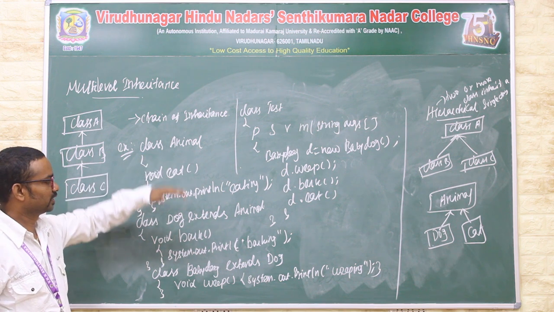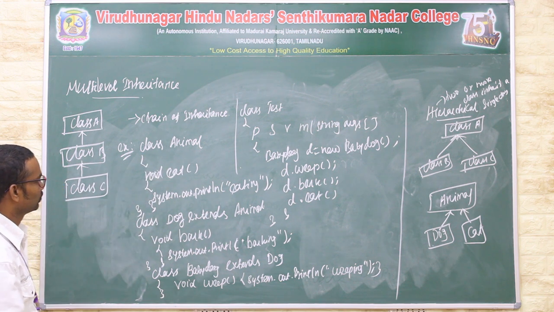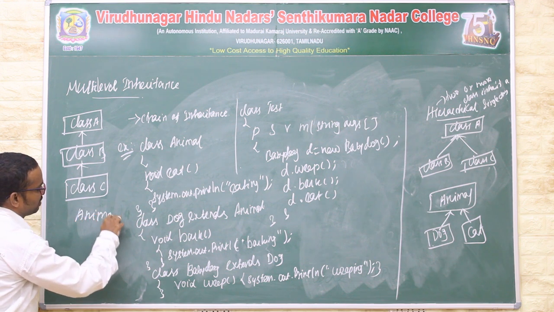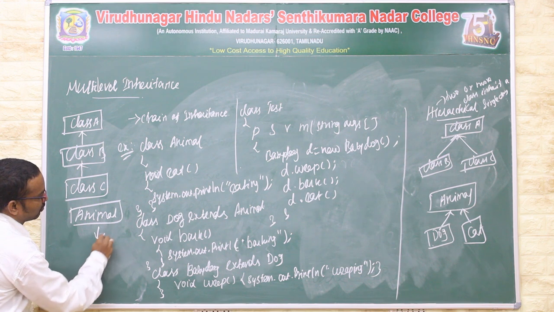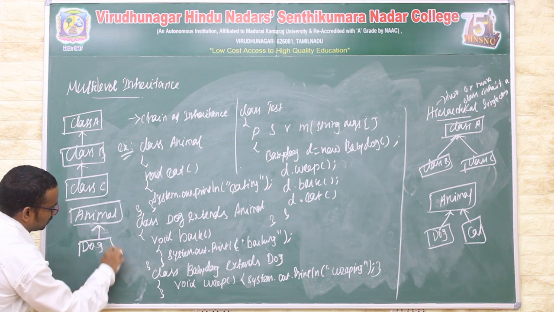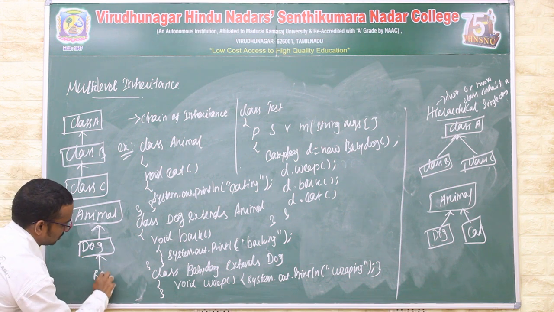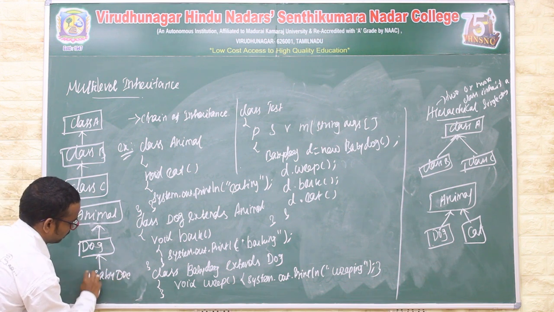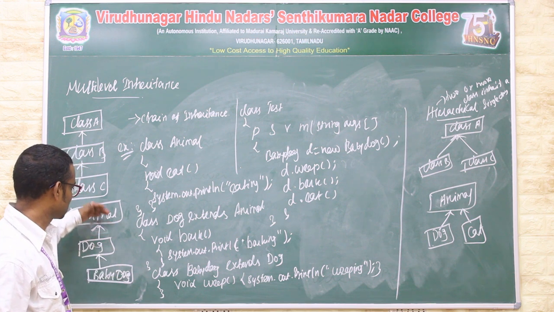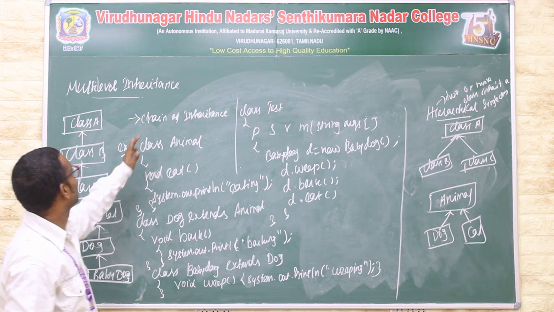This is the base class of three types of inheritance. In this example, this is called Animal. Animal is the base class. Another one is Dog. Next one is BabyDog. BabyDog inherits the properties of the Dog class. Again, the Dog class inherits the properties of the Animal class. This is an example of multi-level inheritance.